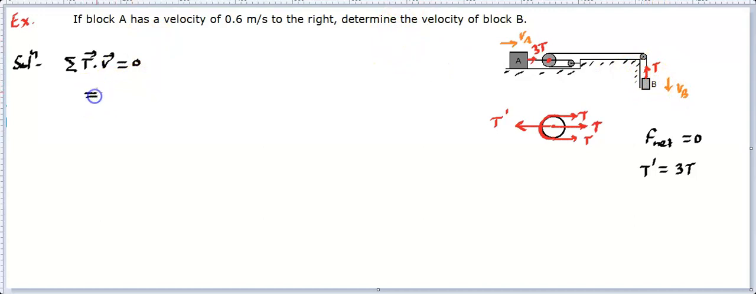So if you go ahead, you will find for the A block, they are in the same direction. So if they are in the same direction, it's going to be tension, which is 3T, into velocity, which is VA into cos 0, plus. Now come to this, they are in the opposite direction, so it's going to be cos 180, which will make it negative, so minus T into VB, this will become equal to 0. Makes sense? So that's the velocity of B. This is how the velocity A and velocity B will be connected.